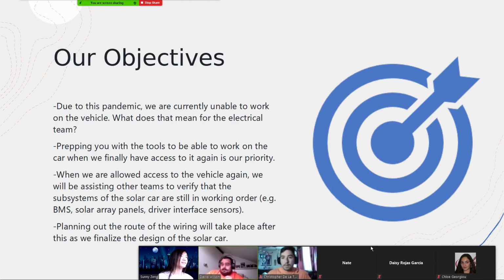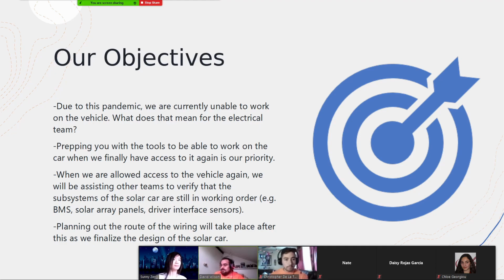Was it the All slide? Right. Perfect. Yeah. So this is our next section. We're doing objectives now. As many of you know, we're in a pandemic, so we're not physically able to work on the vehicle at the moment. There are some things that can be done, but mostly it's mechanical and telemetry and driver interface that are able to do those things.